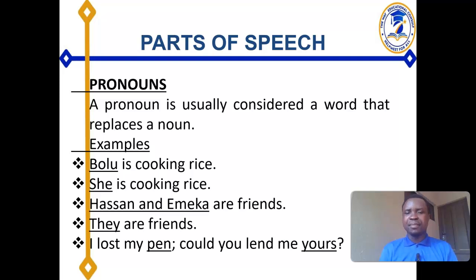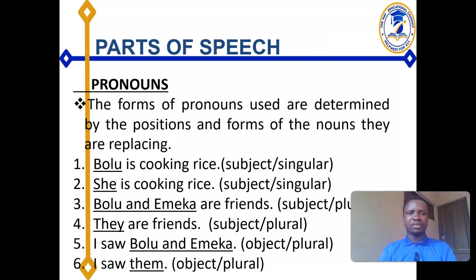I lost my pen. Could you lend me yours? Now that yours is a possessive pronoun which is replacing the noun pen, right? In connection with my, which is my pen. I believe you are following that. So that is just to refresh our mind on the concept of pronouns.